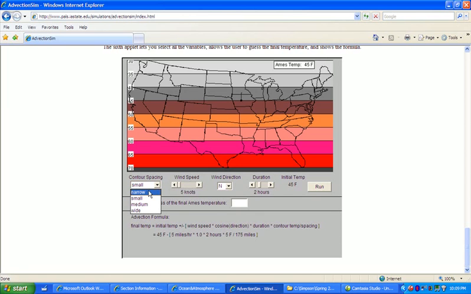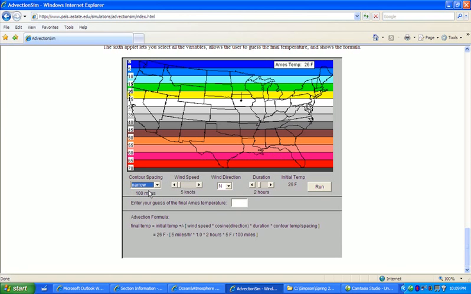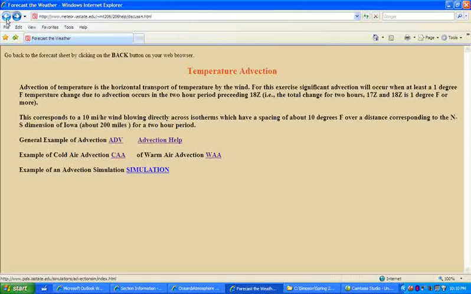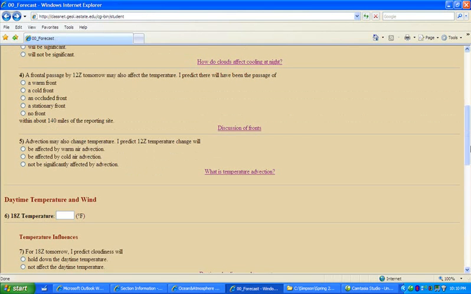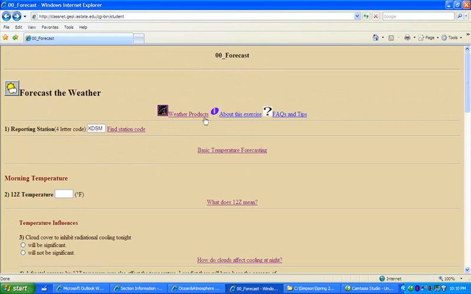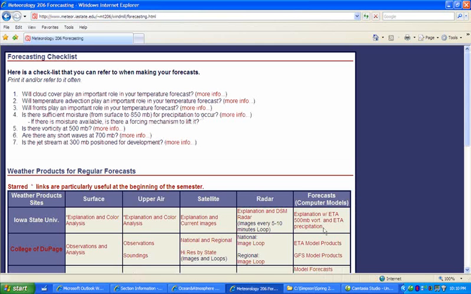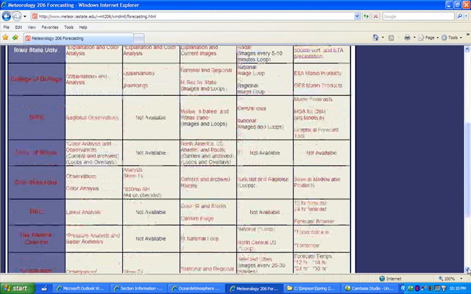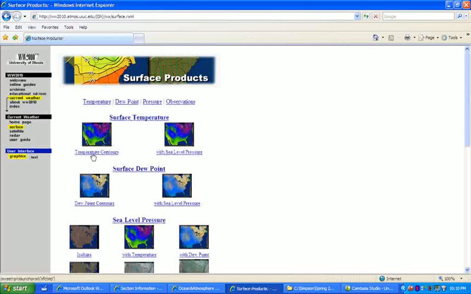Now set the different parameters. What you try to do is replicate the isotherm spacing. Let's go back a moment and see what is happening currently with temperature. I'm going to go to Weather Products, back to the University of Illinois, the surface. I'll look at the surface and see what the winds and temperatures are doing. We'll look at temperature contours.